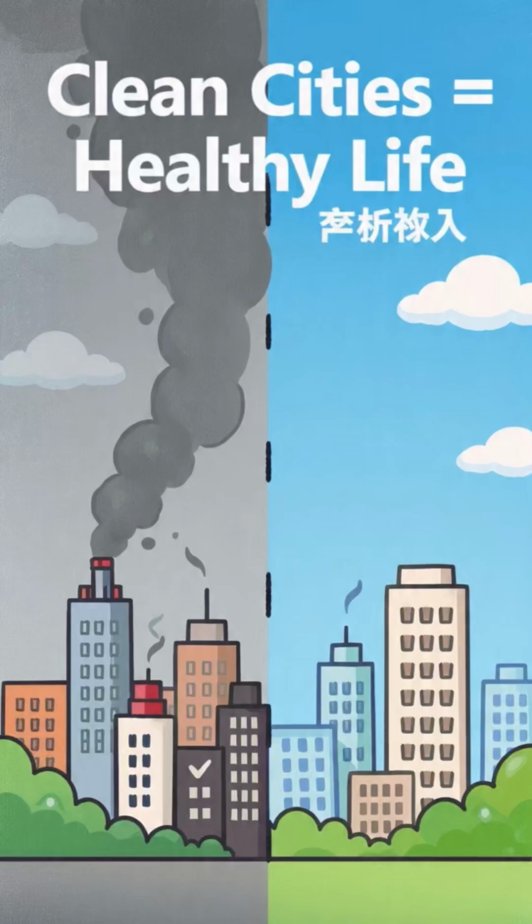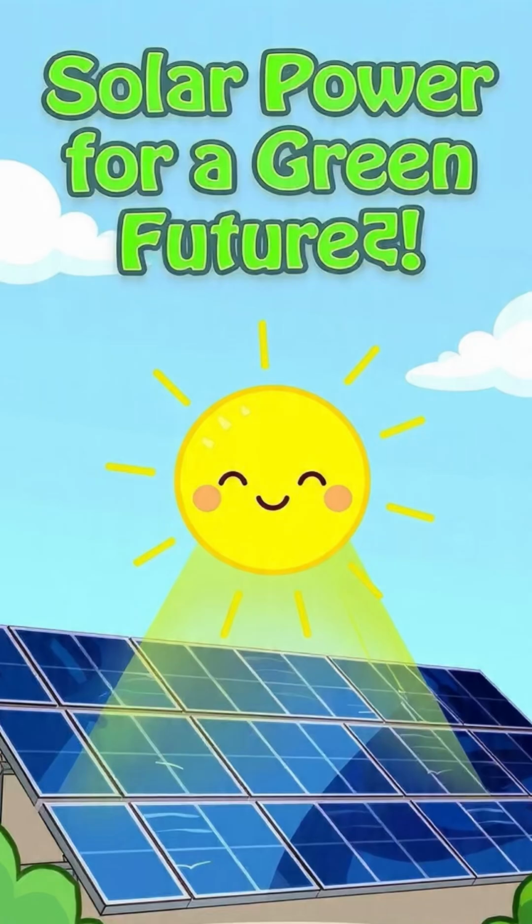Solar energy converts sunlight into electricity. Installing solar panels on homes, schools, and streets reduces dependency on coal, lowers electricity cost, and decreases pollution. Solar farms are a long-term solution for clean energy.